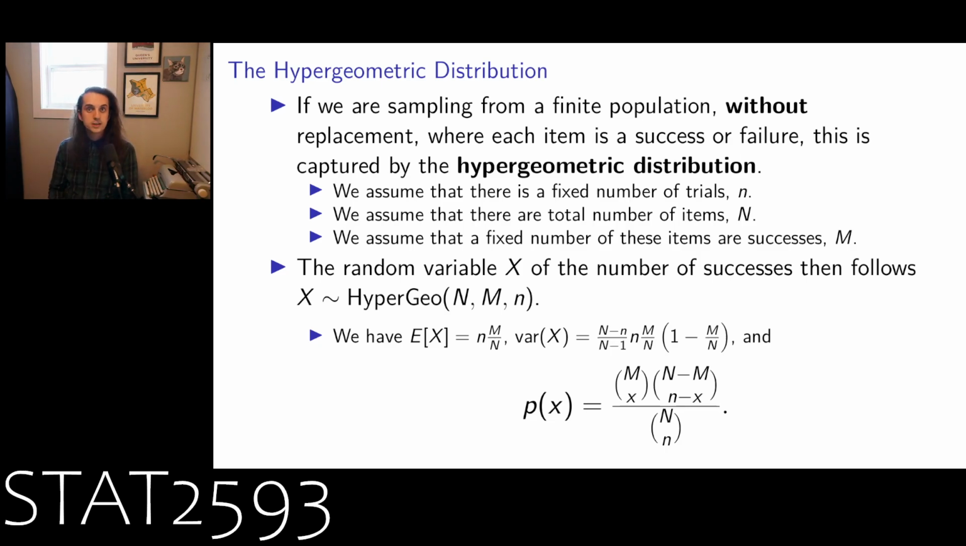The PMF is going to be expressed purely in terms of combinations. It'll be m choose x times N minus m choose n minus x, divided by N choose little n.